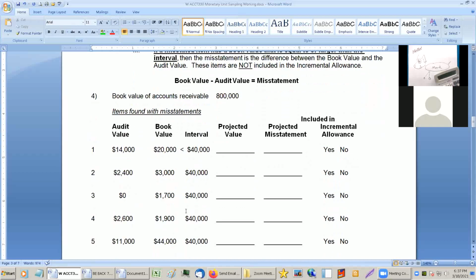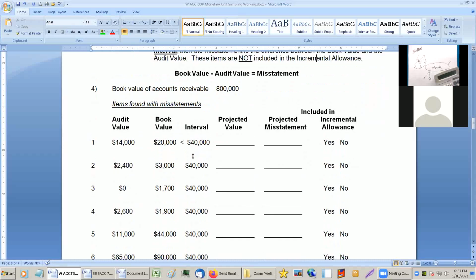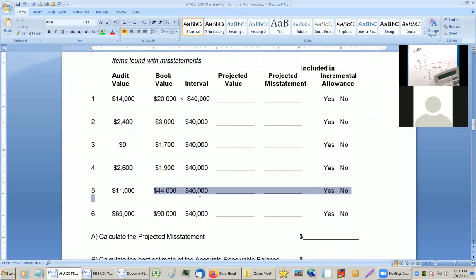if the item covers an entire interval, for instance, this one, the book value is 44,000, the interval is 40,000. There's 100% chance this is going to get picked, right? Because this is going to cross a 40,000 interval. It might cross 2 of them even, but there's 100% chance it's going to get picked. However, that interval could not be any worse. There's not going to be any more incremental allowance. Why? It couldn't be any worse than it already is. It covers the entire interval, so there's not going to be any additional allowance.